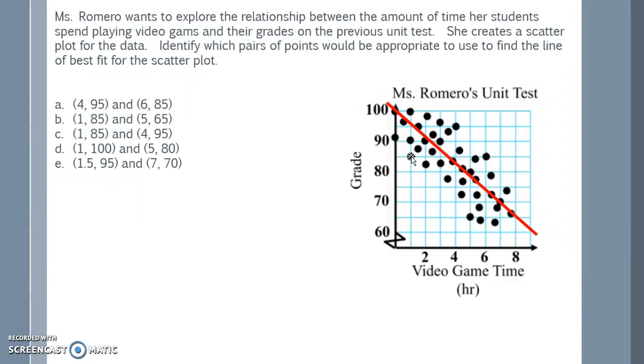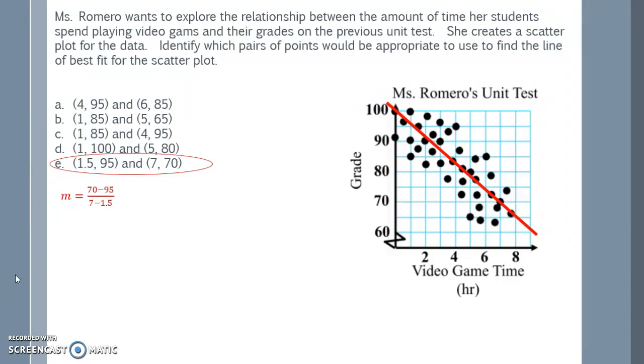We could choose 1 and 100, which seems slightly above our line, as well as 5 and 80. That seems a little steep. What about 1.5, 95, and 7, 70? That seems to fit just perfectly for us. So we will use the points 1.5, 95, and 7, 70.